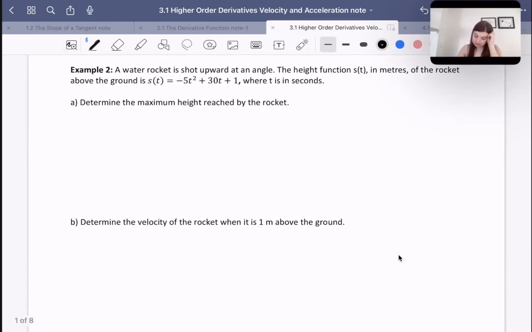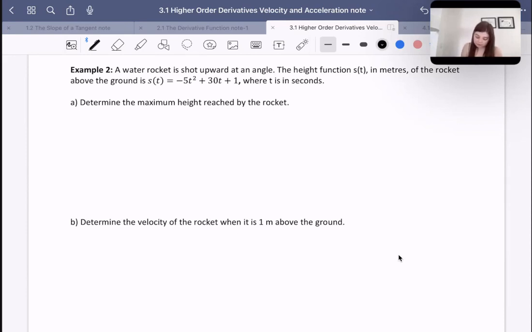This one says a water rocket is shot upward at an angle. The height function s of t, in meters, of the rocket above the ground is represented by this function where t is the number of seconds. Determine the maximum height reached by the rocket. Okay, so remember, to find an optimal value or the maximum or minimum, what do we have to do? We must set the derivative equal to 0 in order to find the maximum or minimum.